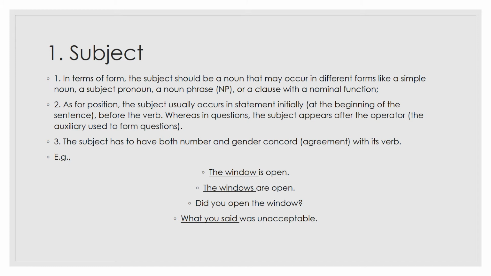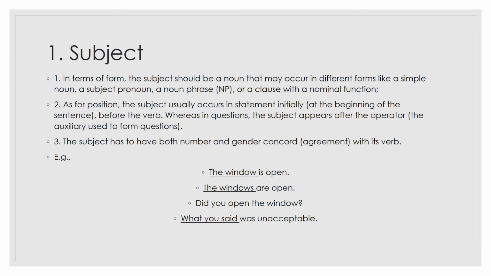And here, with the clause, we have to focus on this. The clause should have a nominal function because, as we said, it is the noun that should take the position of the subject. But where is the position of the subject? Where does the subject appear in the sentence? In fact, the subject appears at the beginning of the sentence, initially, before the verb. This is if we are talking about normal and simple statements.